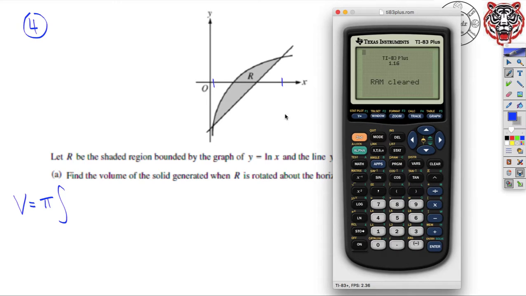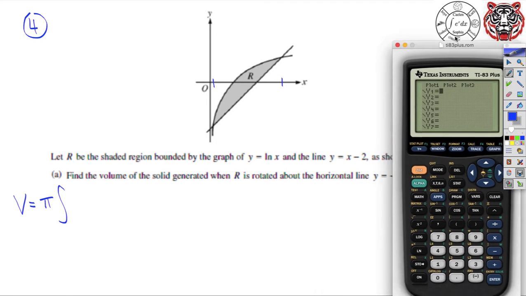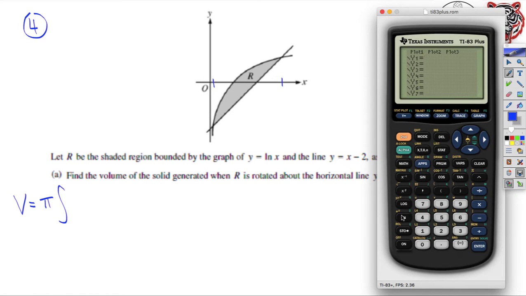So I think the fastest way to do this is to just graph both of these. So I have natural log of x and x minus 2. Window, it's definitely between 0 and, I don't know, let's just say 5. That's a good value to choose. And if it's outside of that, then we can just make our window bigger.